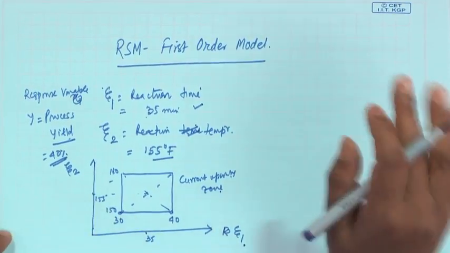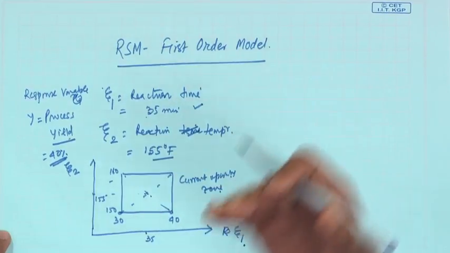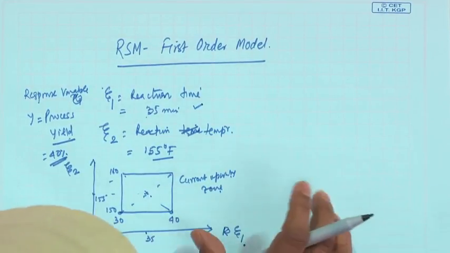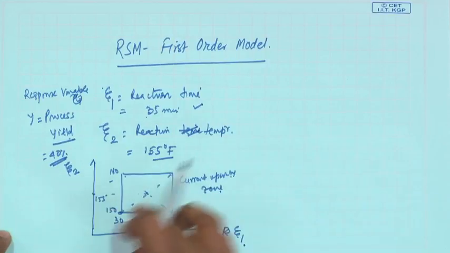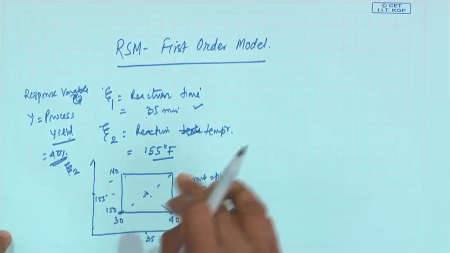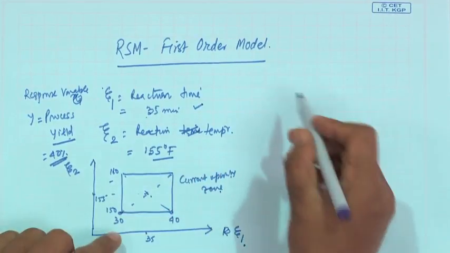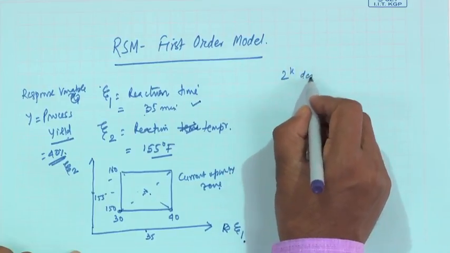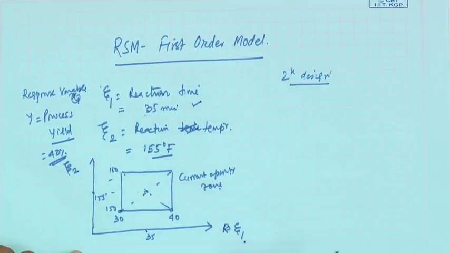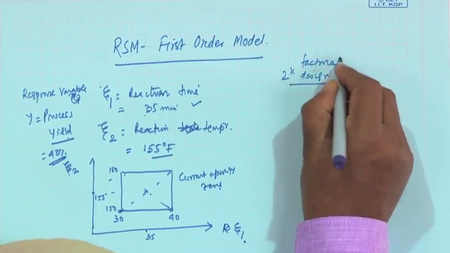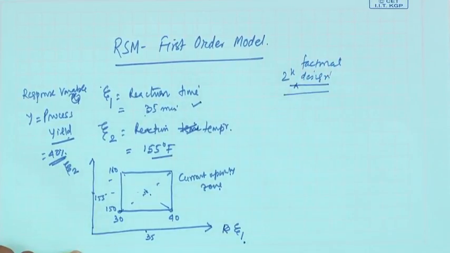So, you want to improve it, find out where it is the maximum. In order to do so, you have to start experimenting here. So, what kind of experimental design do you adopt here? You all know that a 2 to the power k design can be adopted here. The 2 to the power k factorial design is very much known to you.